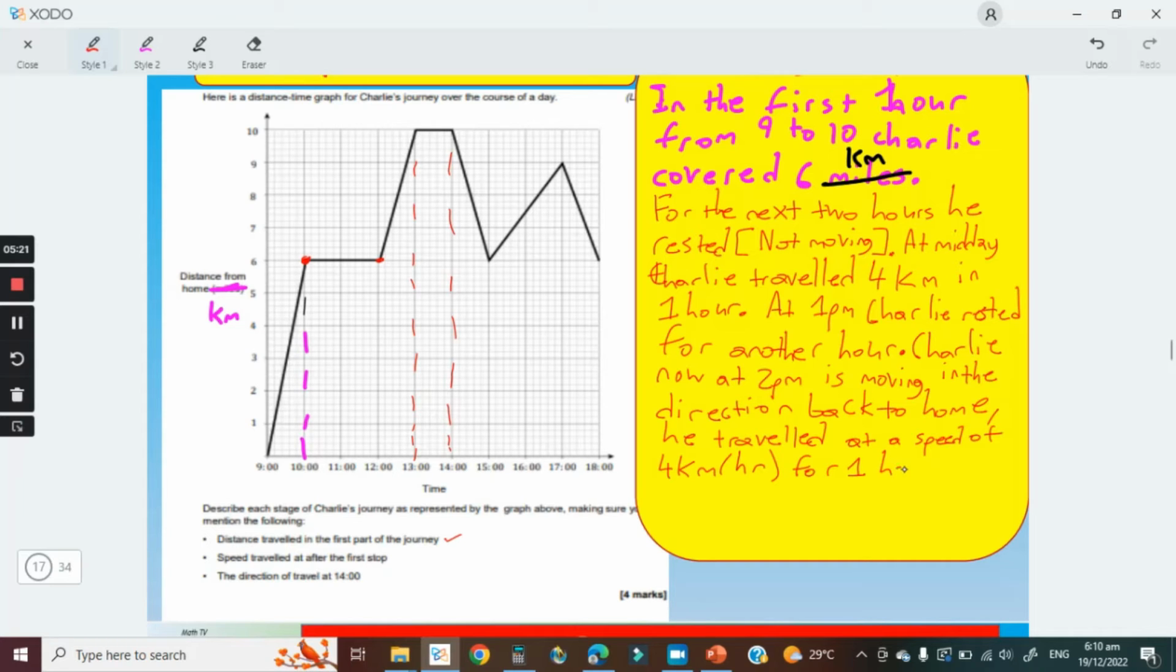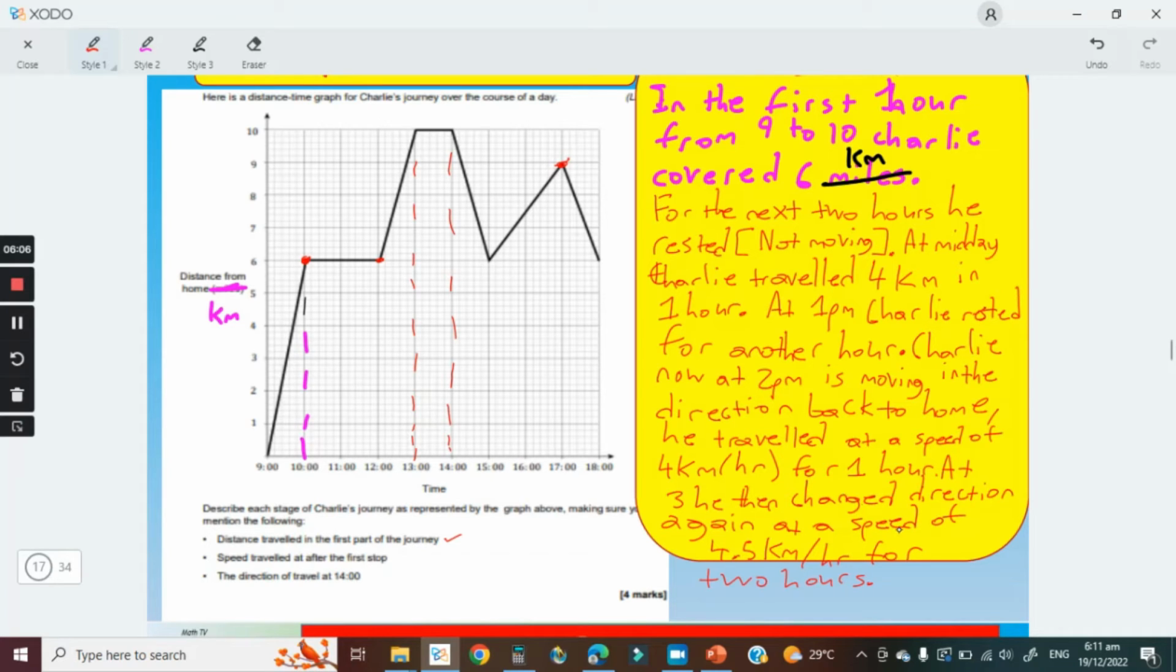For 1 hour. Then finally at 3, he changed direction again. You have to make mention of that. He changed direction again, right? And then he did what? He traveled 9 kilometers in 2 hours. So he then traveled at a speed of 4.5 kilometers per hour for 2 hours. That's what he did.